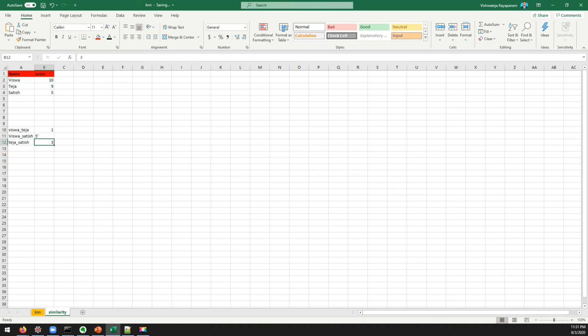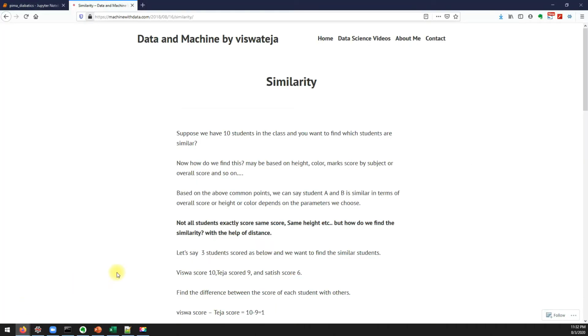Now if you see, the difference between Vishwa and Teja is very less, which is 1, compared to Satish. So in our case we can say Vishwa and Teja are similar in nature in terms of their scores. This difference is called the distance. With the help of distance I can conclude Vishwa and Teja are similar based on their scores.